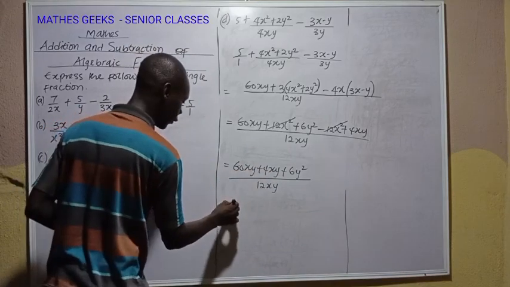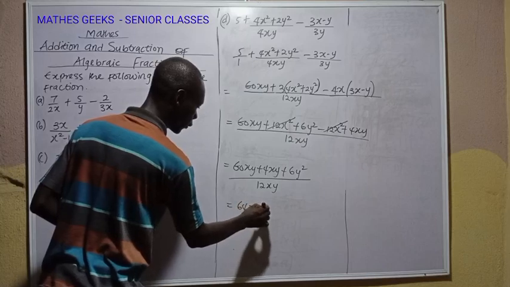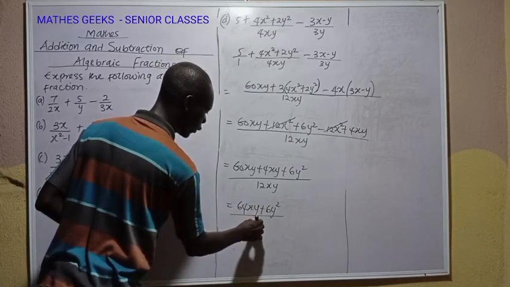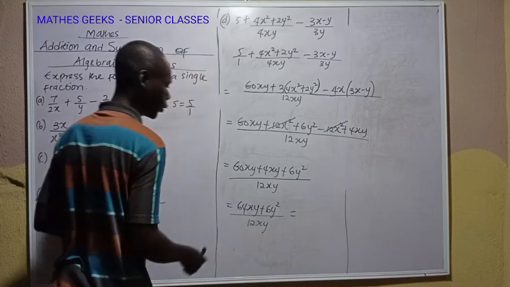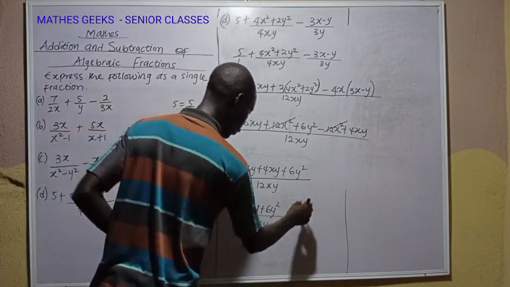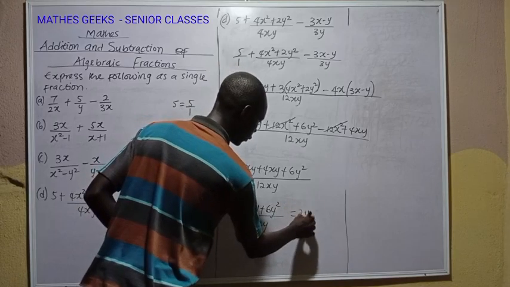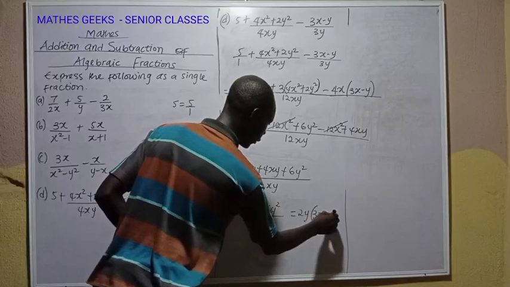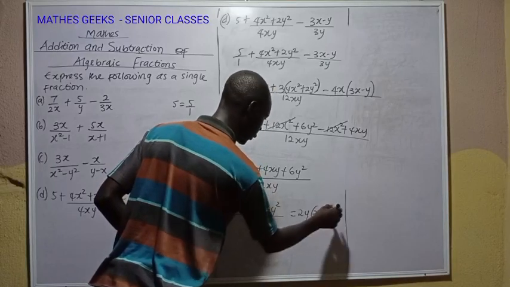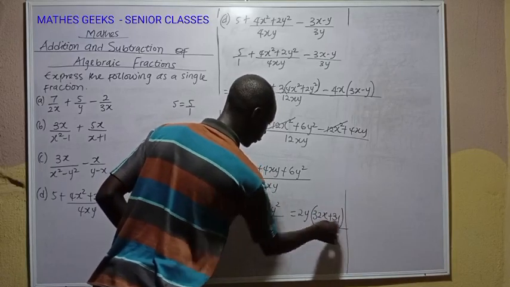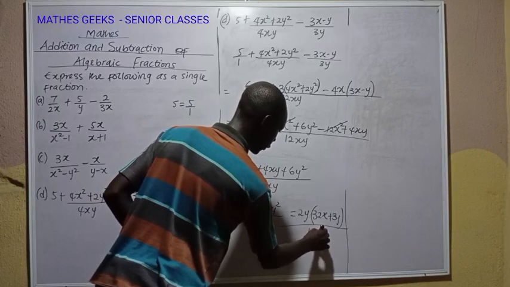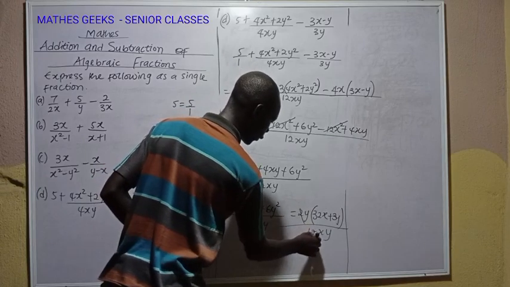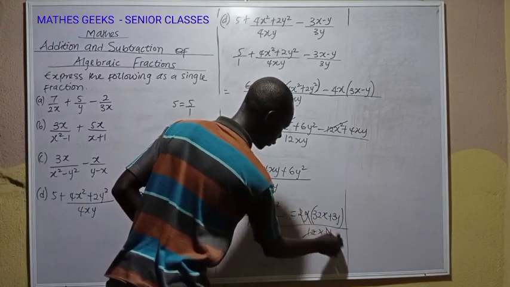60xy plus 4xy will give us 64xy plus 6y squared over 12xy. We simplify, so what's common? 2y. 2y will give us 32x plus 3y over 12xy. Okay, so we cancel 2, 12 will give us 6y, we cancel y.